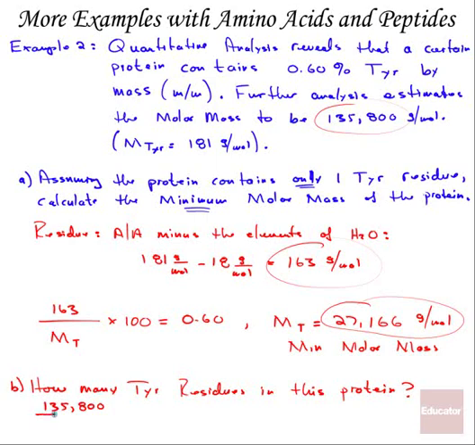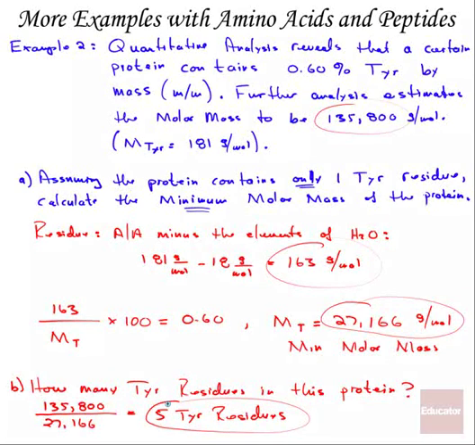So I've got 135,800. That's the total mass, estimated mass of the protein. Based on this 0.6% for one residue, I've got 27,166 grams per mole, and when I divide that, I get about 4.99. So you're looking at 5 tyrosine residues. There you go. You use the basis of 1 to find a minimum, and then you work up, you divide it by the total. This is not altogether different than the empirical formula, molecular formula calculation that you do in general chemistry.